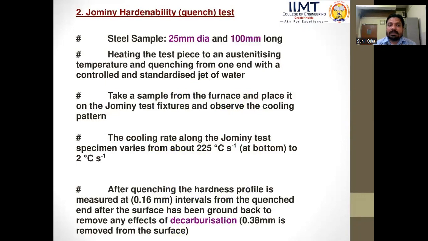So how do we measure hardenability? There is the Jominy hardenability quenching test. The steel sample is 25 mm in diameter and 100 mm long. Heat the test piece to the austenitizing temperature and quench it from one end with a controlled and standardized jet of water. Take the sample from the furnace, place it into the Jominy test fixture, and observe the cooling pattern. The cooling rate along the Jominy test specimen varies from 225 degrees centigrade per second to 2 degrees centigrade per second.